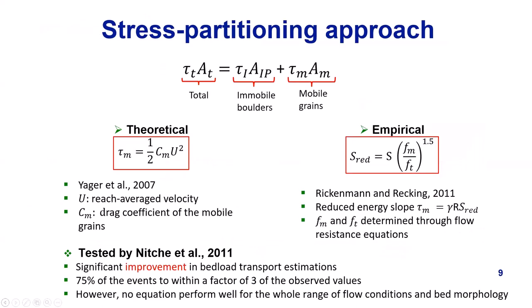So, the last part of the introduction: some people have proposed a stress partitioning approach, which basically means dividing the total shear stress into one component, which is borne by the immobile boulders, the immobile macro roughness, and one component which is effectively available for the sediments. So we have two ways of estimating, theoretical and empirical. Both have their own assumptions and limitations. But even though with this approach it has been proved a significant improvement in bedload transport estimations, because these formulas are empirical, they just work for a range of bed morphology and flow conditions.